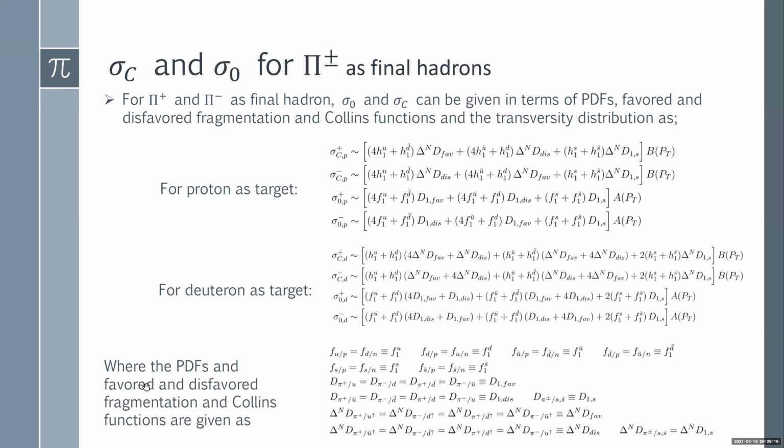The PDFs are defined in the first two rows here, whereas the favored and disfavored unpolarized fragmentation functions are given in the third and the fourth rows over here, whereas the disfavored and the favored Collins fragmentation functions are defined in the last two, that is the fifth and the sixth rows here.